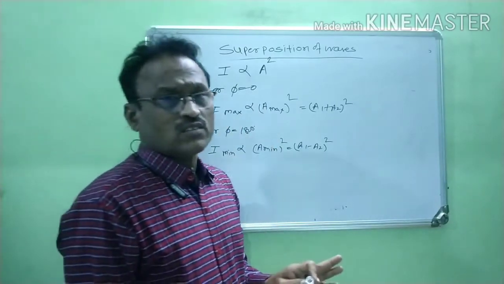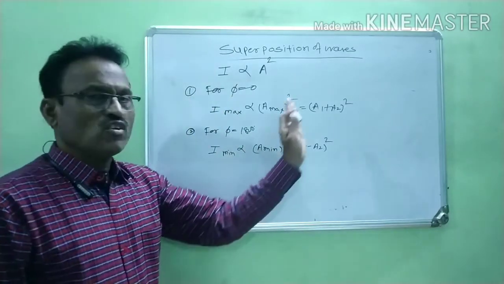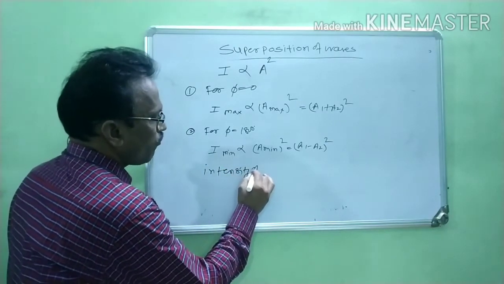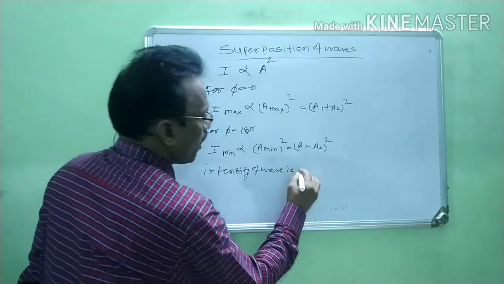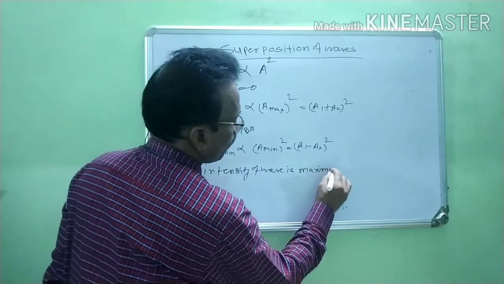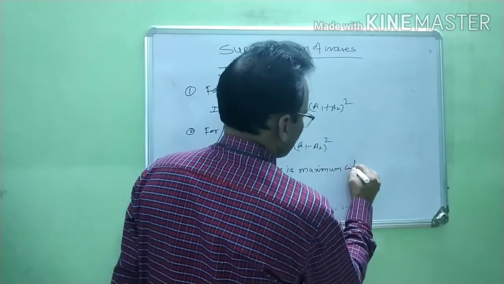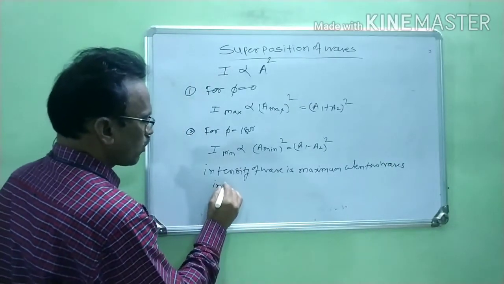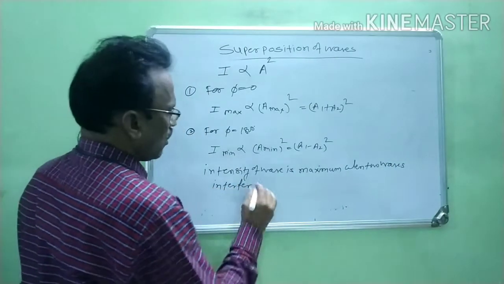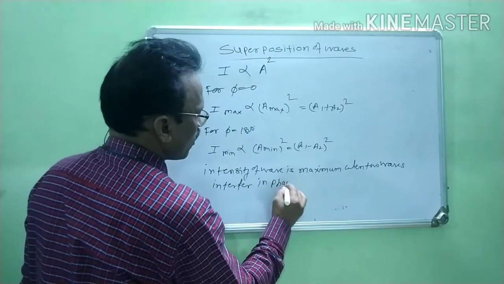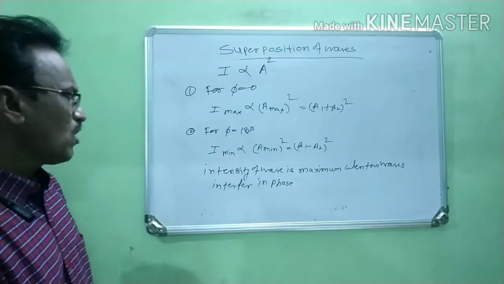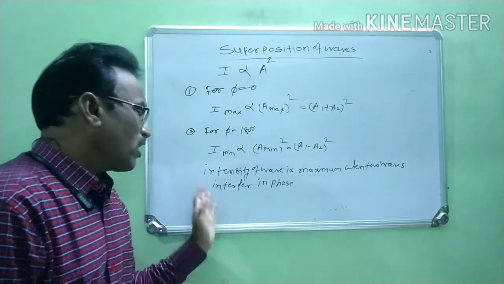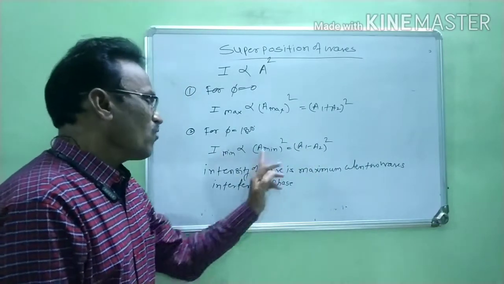But again it is clear that when we are to study the intensity of wave, the intensity of wave is maximum when two waves interfere in phase. When two waves interfere in phase, the intensity of wave is always maximum. When the two waves interfere or superimpose in phase, right?